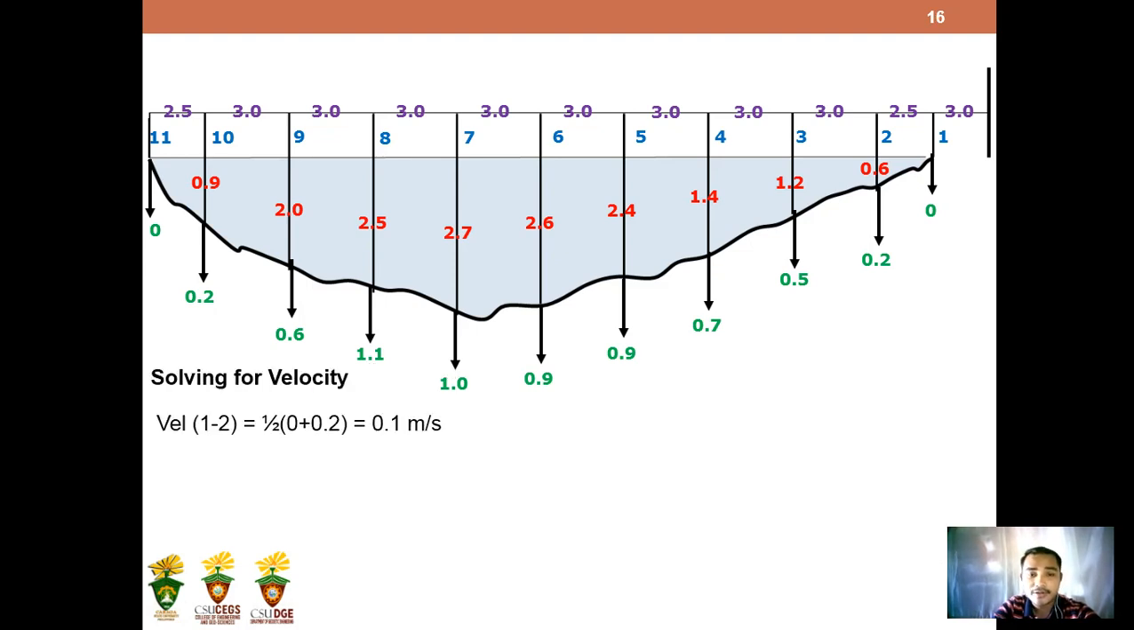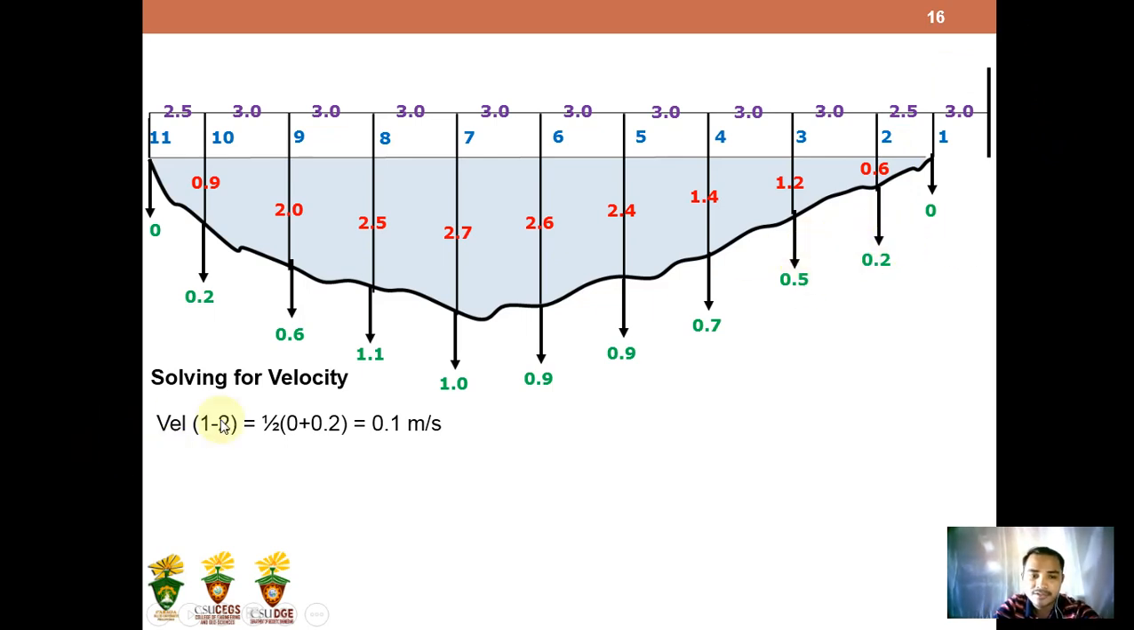So next is we're going to solve for velocity. What else do we need to get velocity? The velocities of 0.2, 0.5, and so on and so forth. So take note, as what I have discussed earlier, the velocity that we are going to use is not the velocity in the verticals. We need to get the velocity in the middle of the two verticals or two intervals.